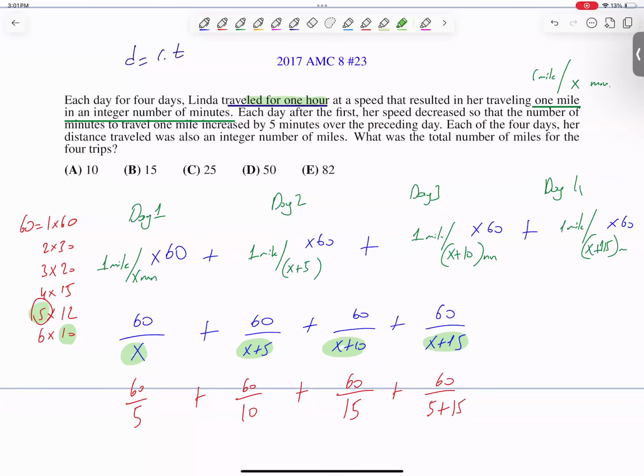And if we calculate each quotient and add them up, we have the answer. 60 divided by 5 is 12, plus 6 is 18, plus 4 is 22, plus 3, which totals 25. The answer is option C. 25 miles is the total distance.